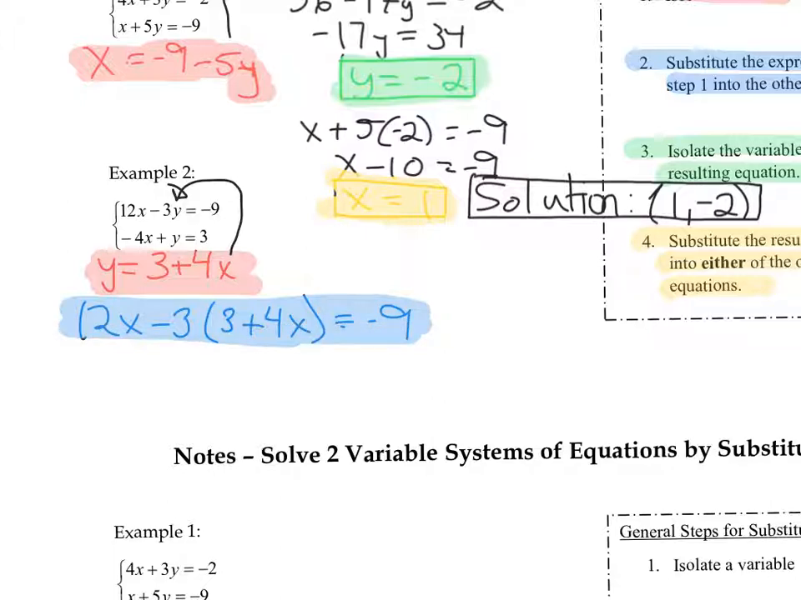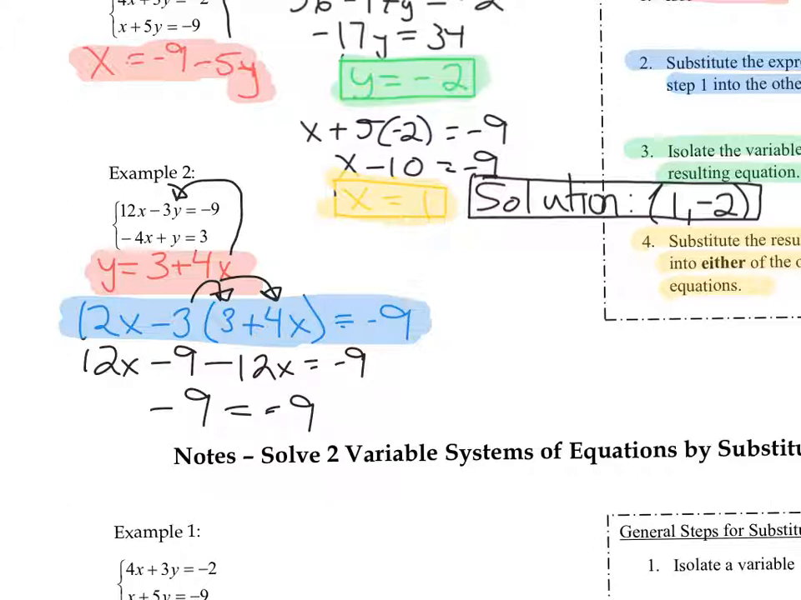And now let's go ahead and distribute. So we have negative 3 times 3, and then we have negative 3 times 4. So that gives me negative 9. Negative 3 times 4, like I said, is going to be negative 12x is equal to negative 9. Now, looking at this, we can see that there's some like terms on the left-hand side. 12x minus 12x, that's going to add to 0, leaving me with negative 9 equals negative 9.